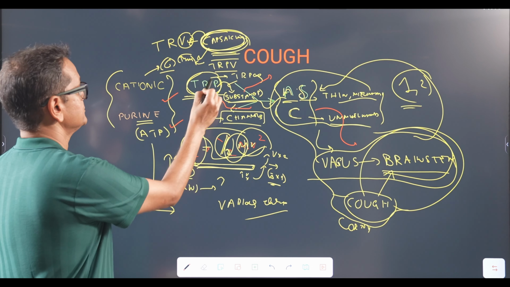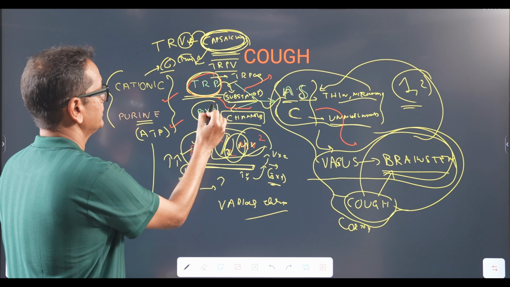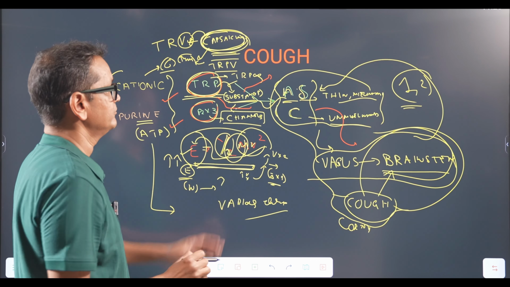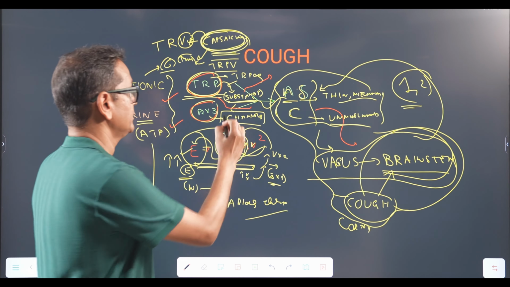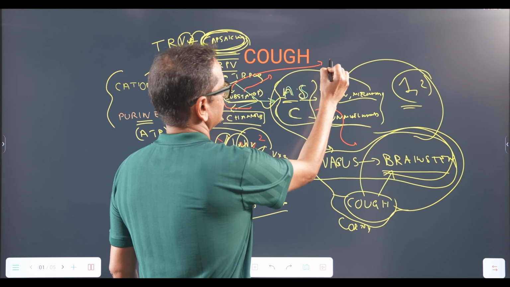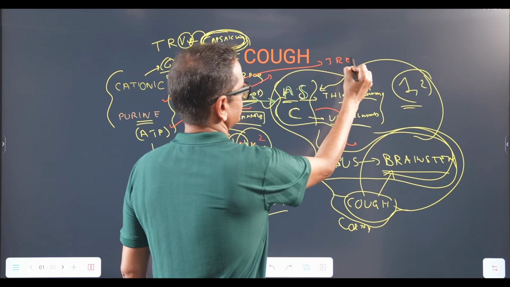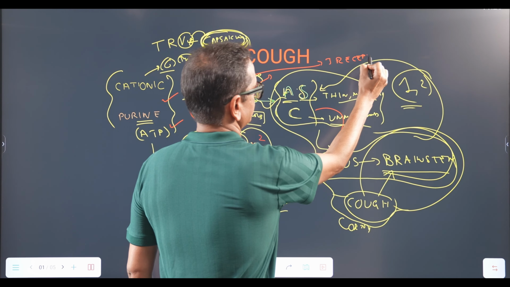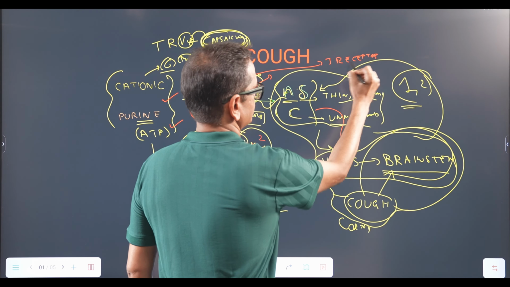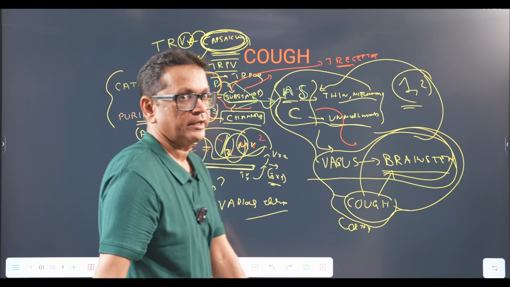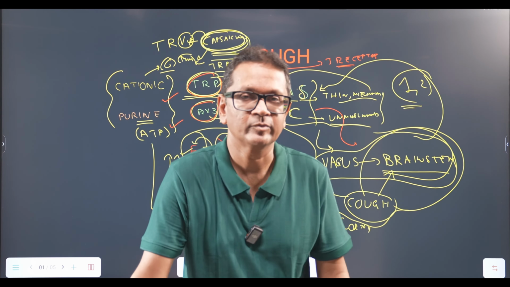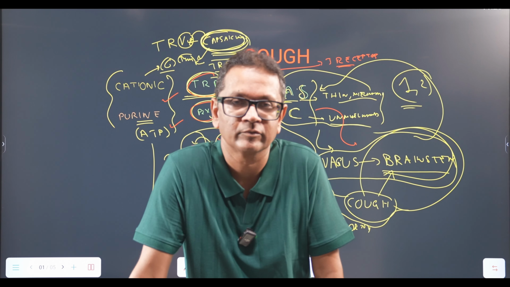Actually, if you take these channels, TRP and P2X3, where these channels are, they are actually upon these famous J receptors. So if you have read the physiology thoroughly, by this time you might be knowing where they are located. What is meant by J?